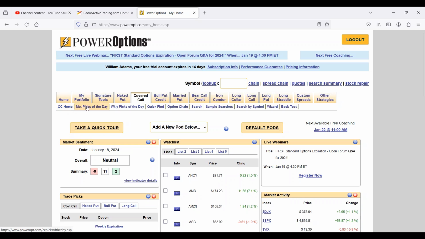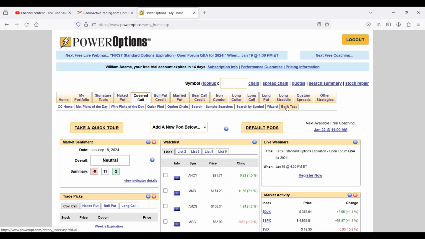But we've got quick links to the monthly picks of the day, the weekly picks of the day, of course, the option chain tool, search tool for searching across the universe of options, either using our default criteria or customizing your own, sample searches, other themed searches related to dividend stocks and in the money, dividend stocks and out of the money, and so forth. And search by symbol, looking up covered call opportunities or other strategy opportunities one stock at a time. And of course, during the trial, you also have access to the historical search and the historical search by symbol and the historical option chain, which goes back about 3 months in time.